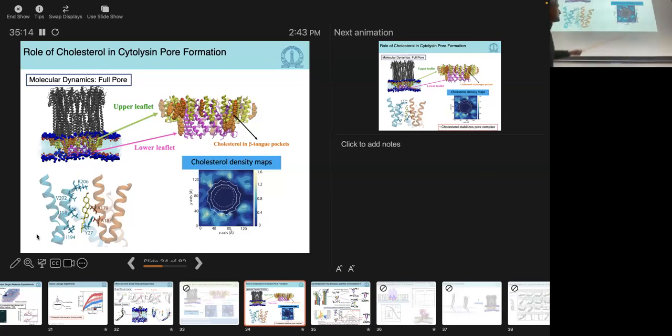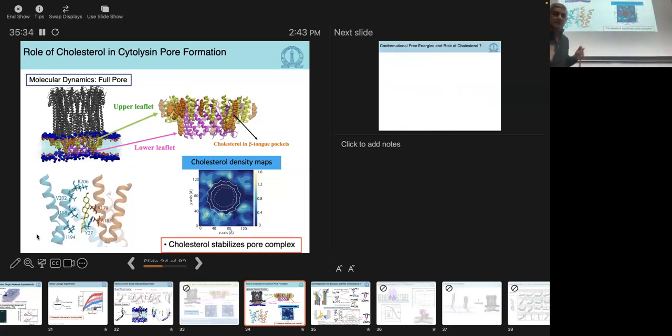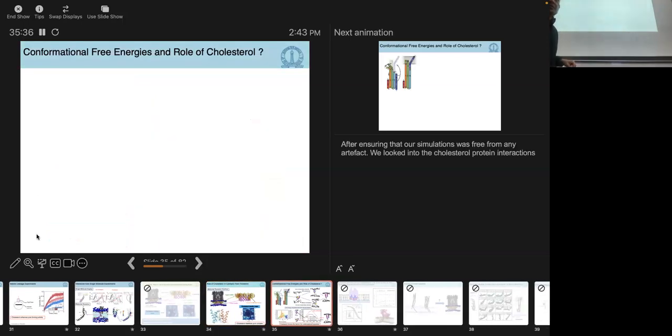And if you look at the cholesterol density maps again, you see hotspots for cholesterol because of the location shown above. So clearly, cholesterol seems to be playing two roles here. One is that it's initially helping the molecule bind. And once the pore complex is formed, it's actually gluing the entire complex together. So it essentially stabilizes the full pore complex.